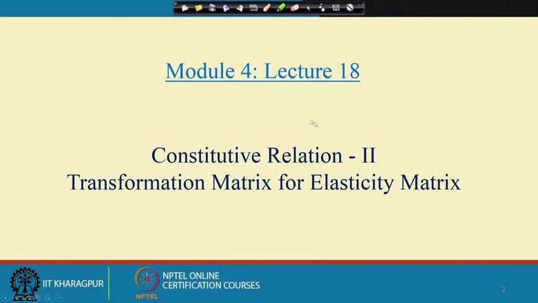This is the second lecture, module 4. So this is lecture number 18. Now here what I planned is to find out a transformation matrix for the elasticity matrix, or the constitutive matrix. So this is a very special case.